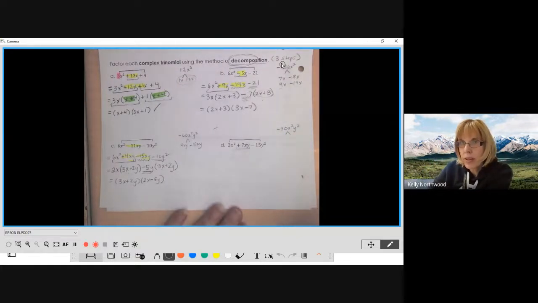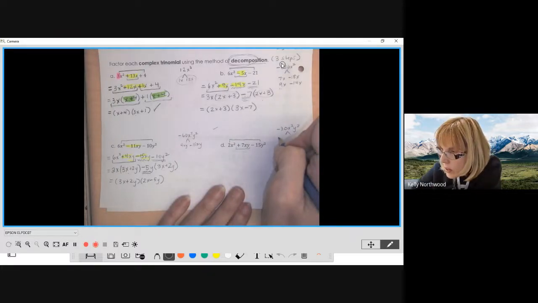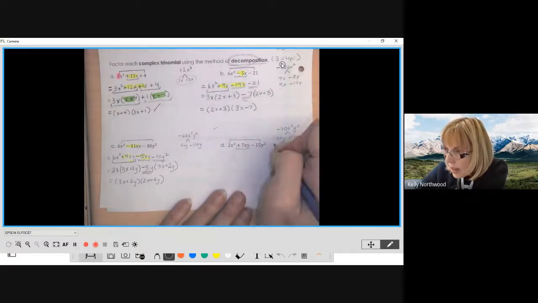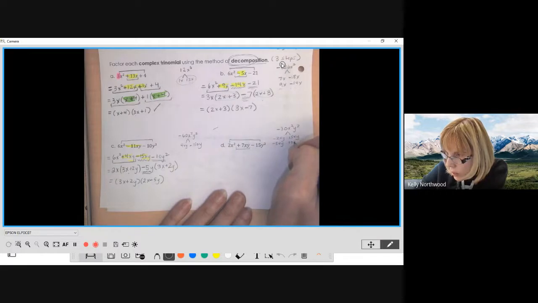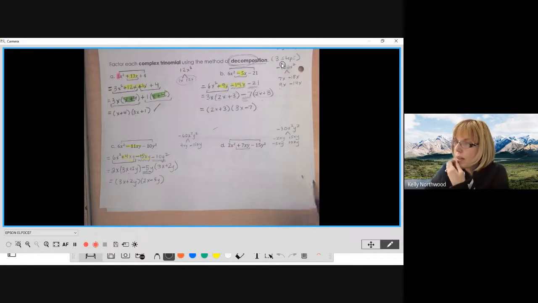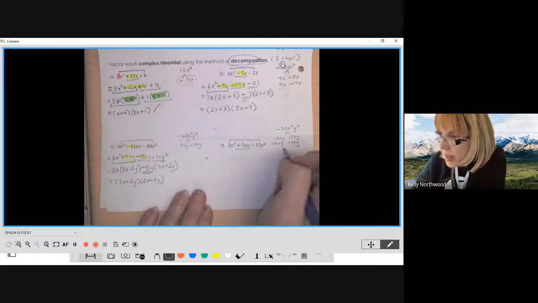It's not going to be 1 and 30. 2 and 15, I can try. So it's going to be negative 2xy and positive 15xy, but that adds up to 13xy, so they aren't the pair. Negative 3xy and positive 10xy, they do add up to 7xy, and they also multiply to negative 30x squared y squared. All right, so I'm going to use these to decompose.